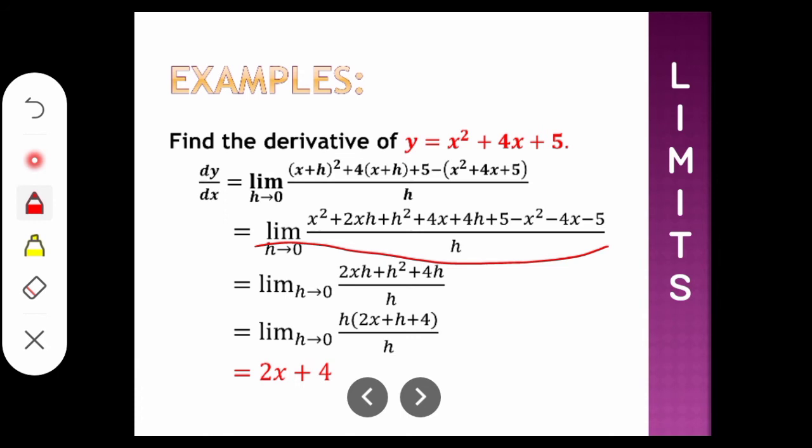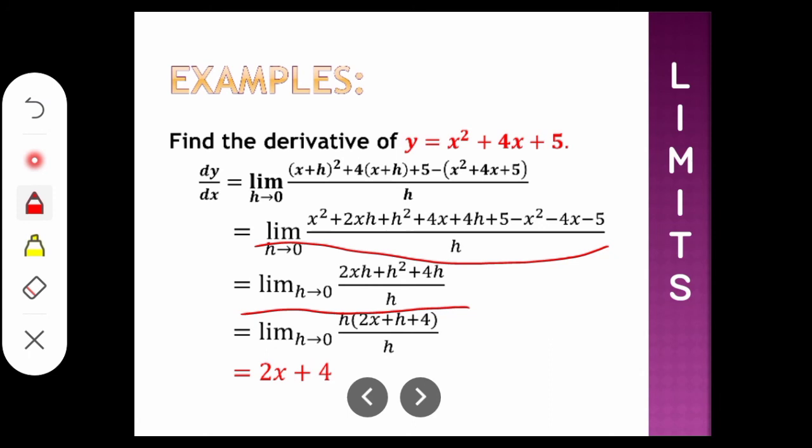Then let's combine like terms. So the limit of 2xh plus h squared plus 4h over h, as h approaches 0. Then the next thing that we need to do to find our derivative is to factor out the h. So we can come up with this answer.